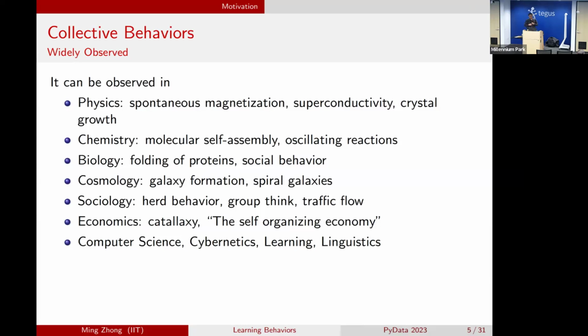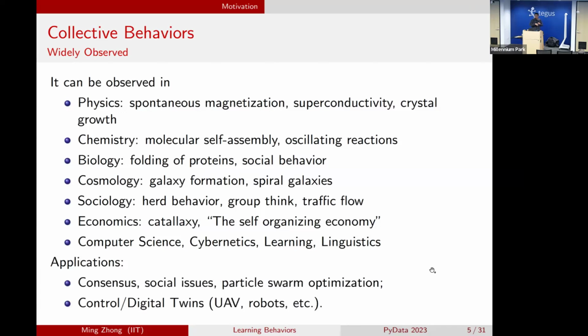All of this is just one aspect of collective behaviors. Even in computer science, cybernetics, in linguistics, emergence of languages, you can think of it as a collective behavior. But you might say, well, why do we want to know that? It is because if we can actually understand, control or predict these kinds of collective behaviors out of these individuals, we can actually do opinion analysis to study why consensus of political opinions can be formed. We can study social issues.